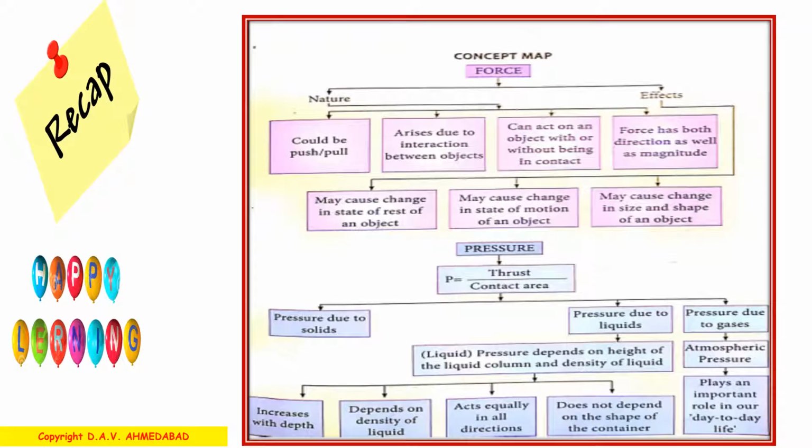Let's do the recap in a different way. Here I prepared a concept map for force and pressure. Force. The nature of the force could be push or pull, arises due to interaction between objects, can act on an object with or without being in contact. Two types of force, contact force and non-contact force. Force has both direction as well as magnitude. So these are four natures of force.